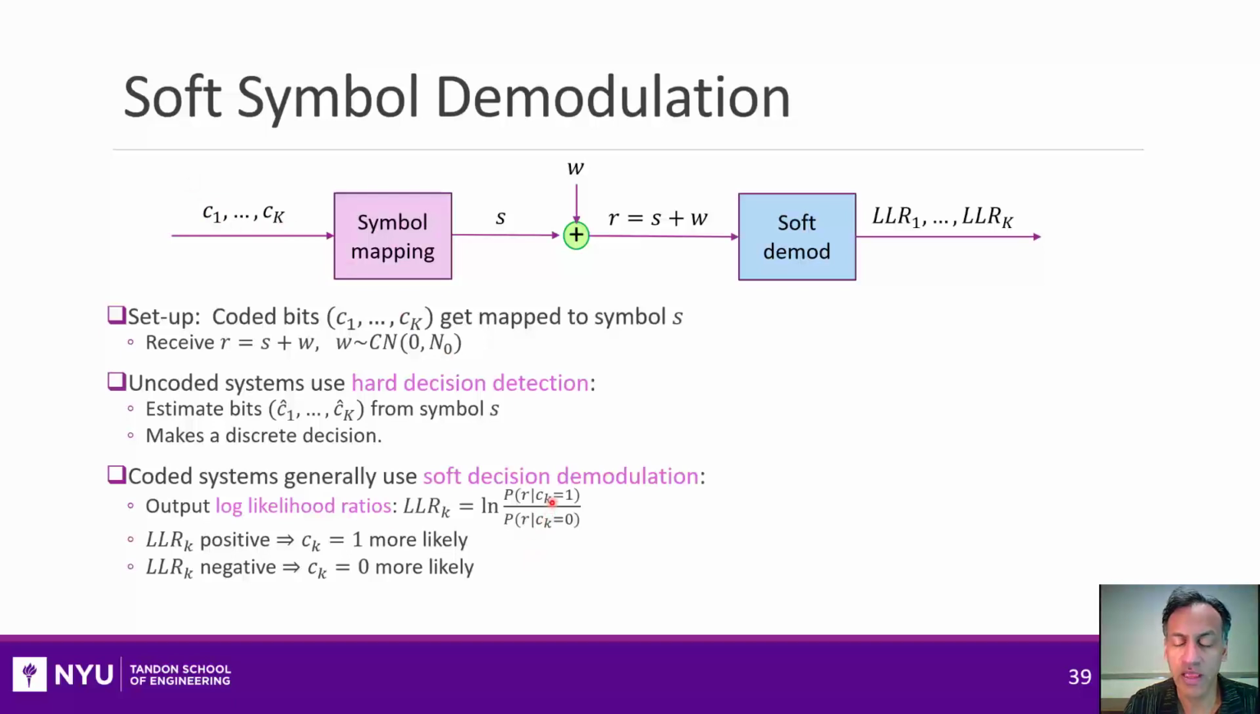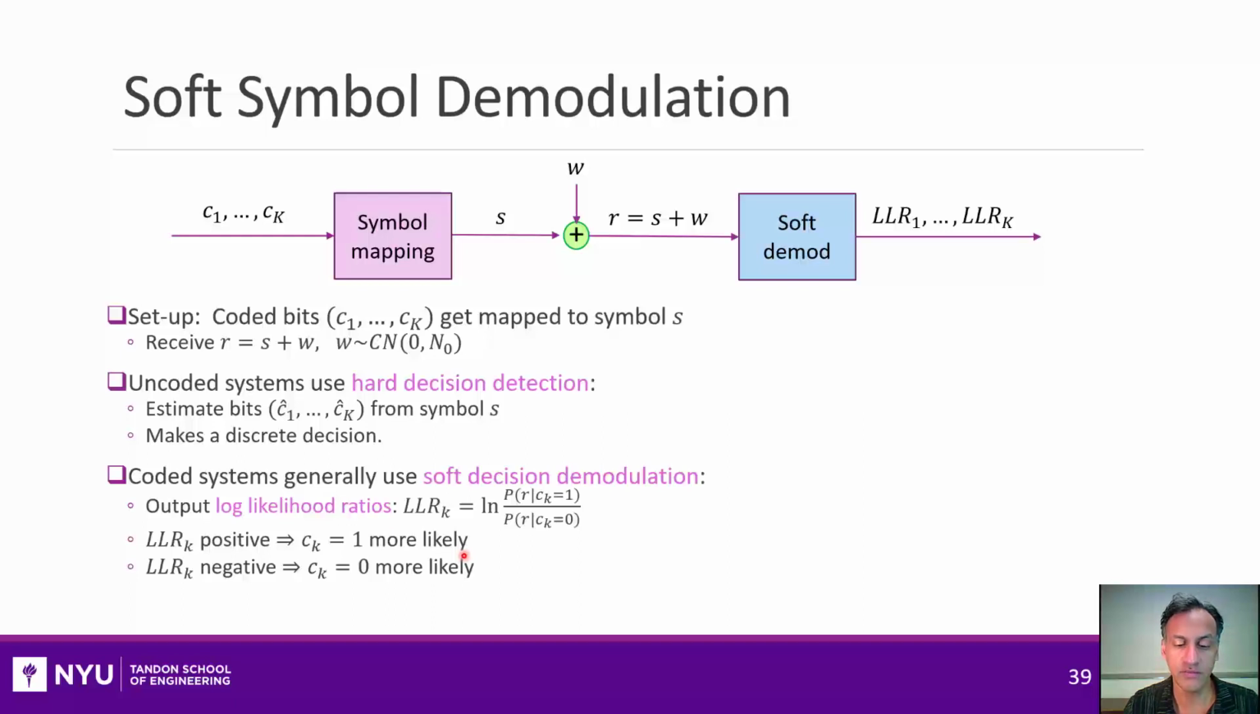You say, well, okay, I don't know whether this bit k is 1 or 0. But for each bit, I'm going to assign this ratio. Well, this was the likelihood of that r given it's 1 versus the likelihood that I received the r given that it's 0. And I take that ratio and take the log of that, so hence log likelihood ratio. So this number can be positive or negative.